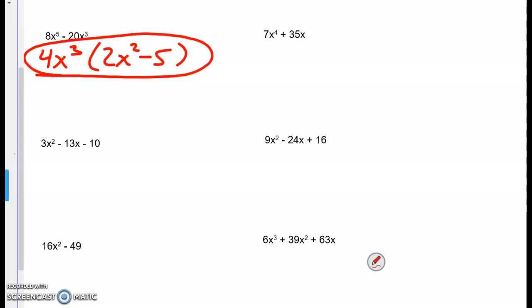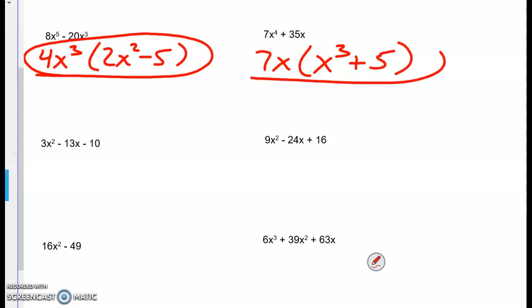And I know I'm right if I FOILed it, or distributed it back through. 4x cubed times 2x squared is 8x to the 5th. 4x cubed times negative 5 is negative 20x cubed. It's the same deal on the second one. 7 is the biggest number that goes into both terms, and x to the first is the smallest exponent that comes out. And now we're left with x cubed plus 5. And those are our answers.